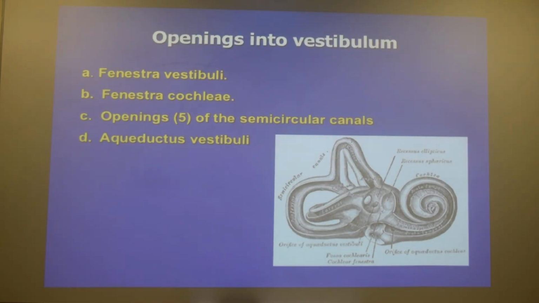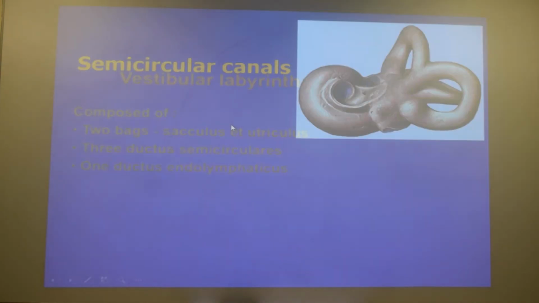We have talked about the openings. So there is the fenestra vestibuli, fenestra cochleae, 5 openings of the semicircular canals, and the aqueduct of the vestibule. From the aqueduct of the cochlea, it is going to drain into the posterior cranial fossa.